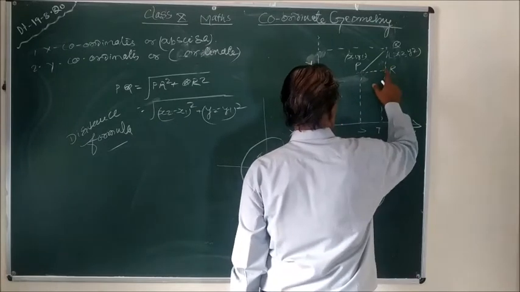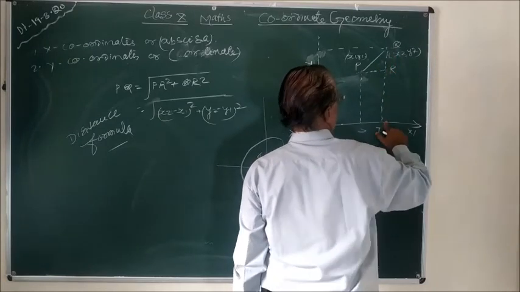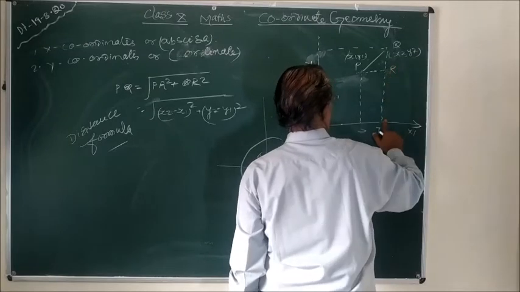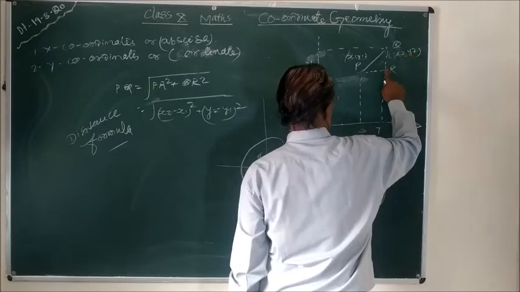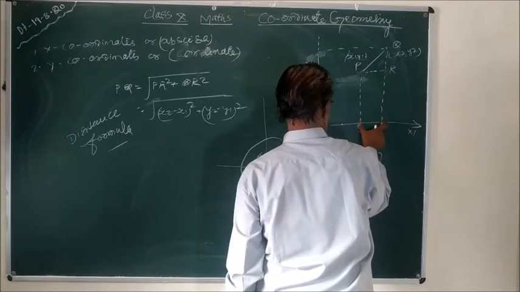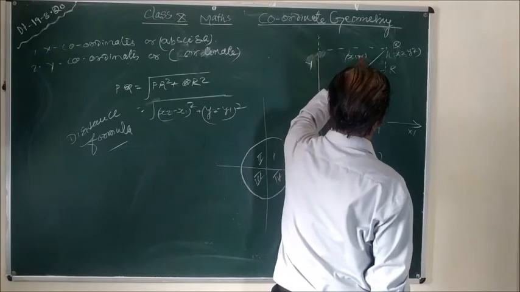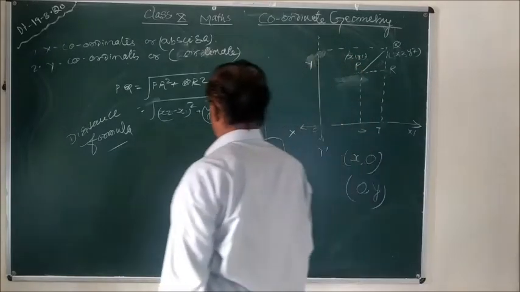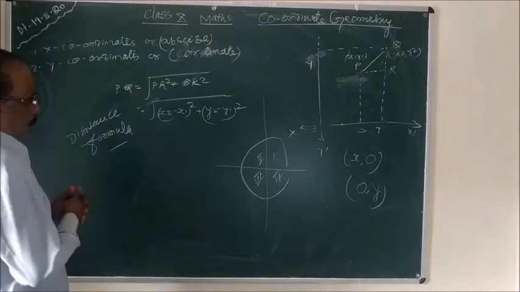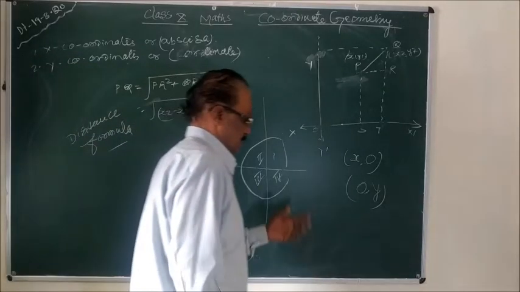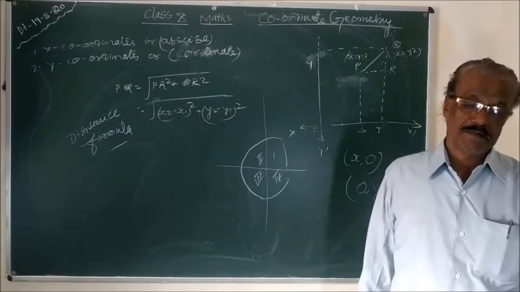So this distance QR is QT minus RT. QT will be y2, and this will be equal to this. So this is y1. Y1 is the distance, and therefore this is the formula of the distance formula, which is important in geometry. Many questions can be solved by using this distance formula.